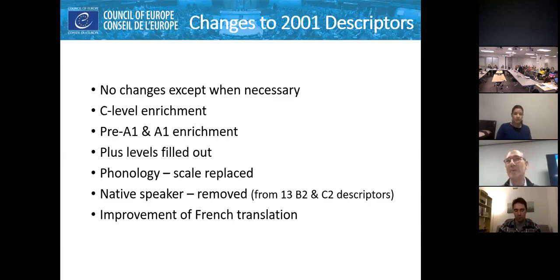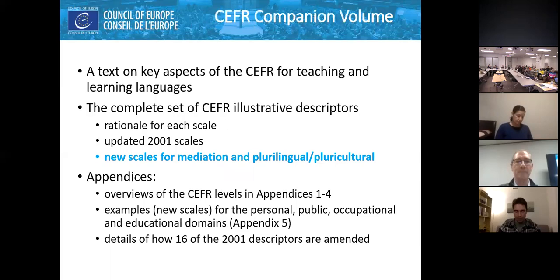The phonology scale was completely replaced thanks to Enrique Picardo, who did it more or less single-handed, a parallel research project, because she was dissatisfied with the original one. And we also got rid of references to the native speaker. There were only 13 references, and they were not about comparing to the ability of a native speaker. They were talking about the way that a native speaker behaves with you. So do they change their behavior or not? But in any case, we found a different way of expressing it.